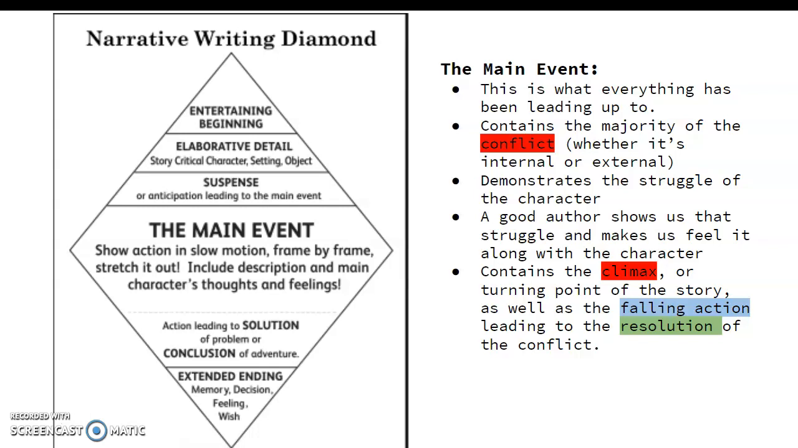It usually demonstrates that struggle, and as the reader, a good author is going to make you feel that struggle along with the character. The main event is also where the climax or the turning point of the story happens, and it even begins that falling action. When we think about plot, a story goes nowhere without some sort of conflict, some sort of struggle. And so that's, of course, going to be the biggest part of our narrative.